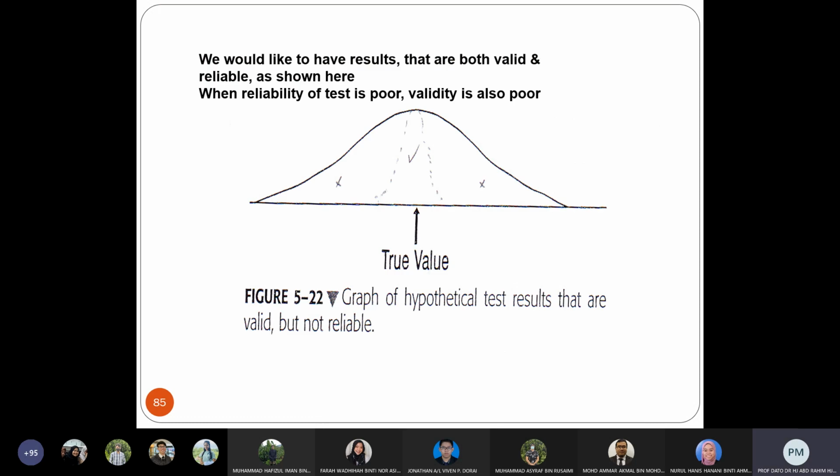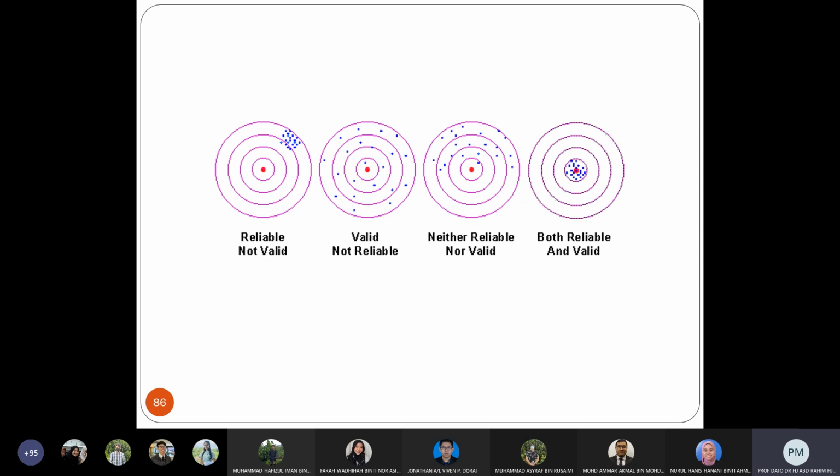So what we need is actually at the center, the true value with a narrow spread. Another presentation is like this. Reliable, not valid: you get at one corner only, but not at the center. Or if it is all over, it's valid but not reliable. The third one is both not reliable and not valid at all. So what we need is actually at the center, both reliable and valid.